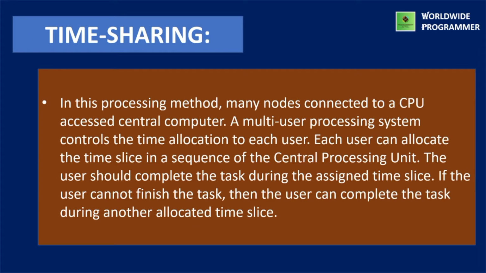First one is time sharing. What is time sharing? In this processing method, many nodes connected to a CPU or central processing unit access the central computer. A multi-user processing system controls the time allocation to each user. Each user can be allocated a time slice in a sequence of the central processing unit or CPU. The user should complete the task during the assigned time slice. If the user cannot finish the task, then the user can complete the task during another allocated time slice.